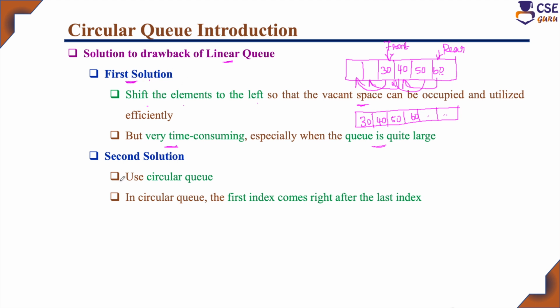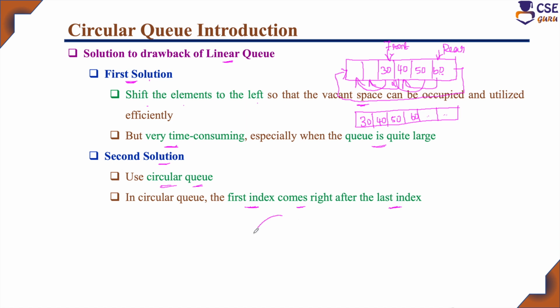What is the second solution? Use the circular queue concept. That is, create a circular fashion, where the last position is connected to the first position. That is called a circular queue. The first index comes right after the last index.